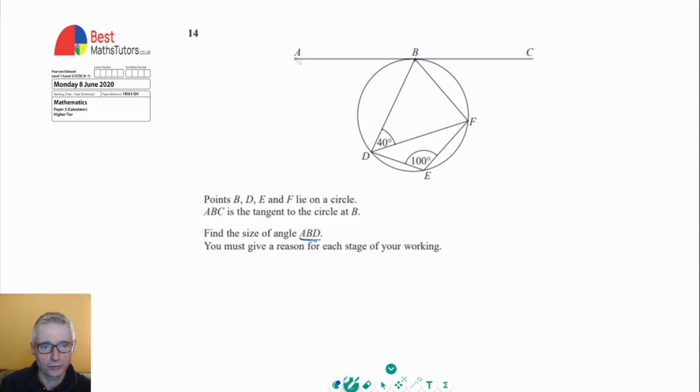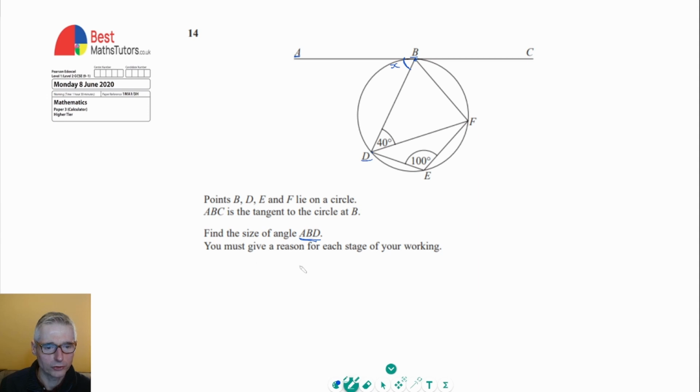And that's here, because if you use the 3-letter angle system, then ABD, the angle is at the center letter there. So this is the angle that we're interested in. So I might just call that X for the moment, just so we know what we're looking for.